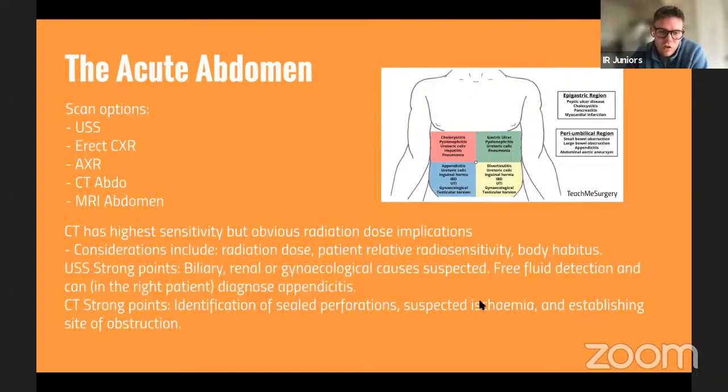Ultrasound is good, particularly in the right upper quadrant for any biliary issues. Renal system as well, although we've chatted about the fact that CTKUB can be more useful if renal colic is suspected. And we talked about that case with gynecological issues, and don't forget that sometimes transabdominal will not give you the visualization that you would get from a transvaginal scan. So that's just something to bear in mind.